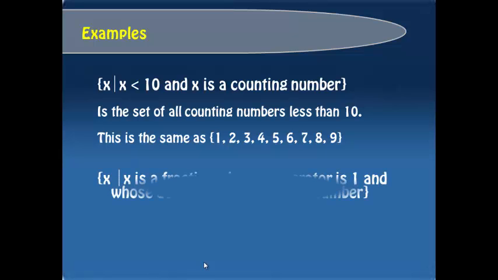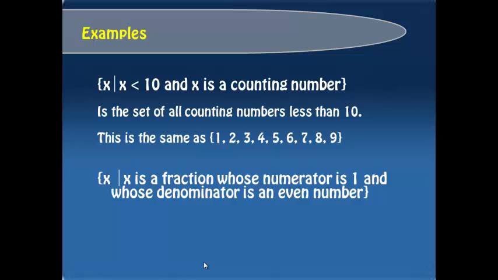Another example, a set of x such that x is a fraction whose numerator is equal to 1 and whose denominator is an even number. The set builder notation will become more concise and precise as more information is introduced.